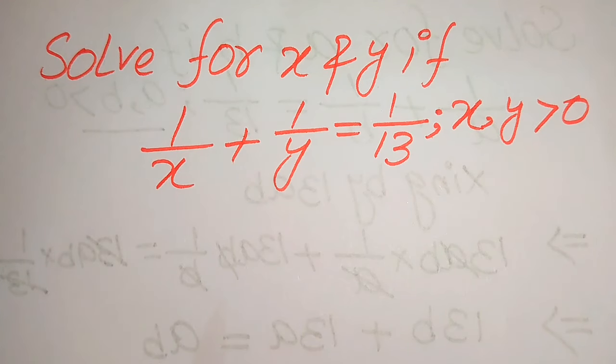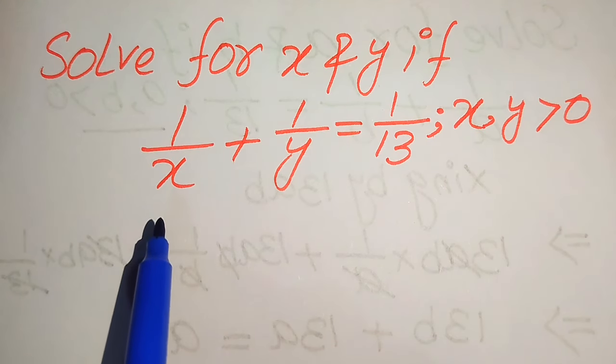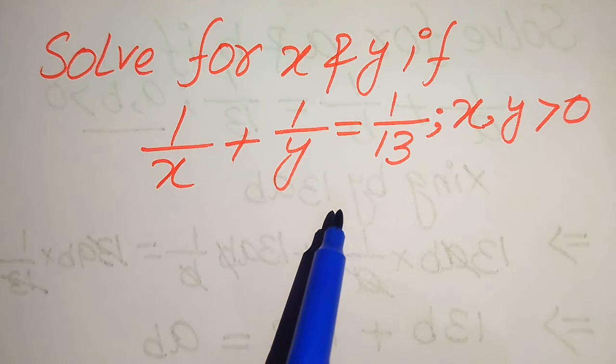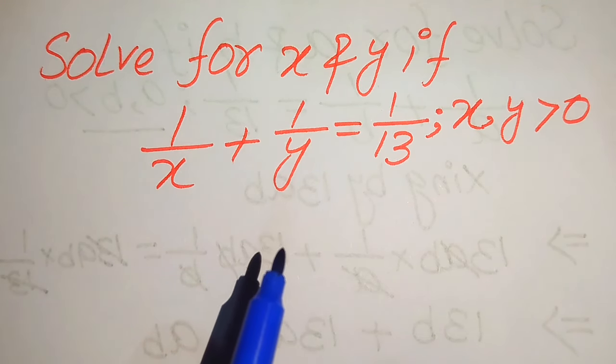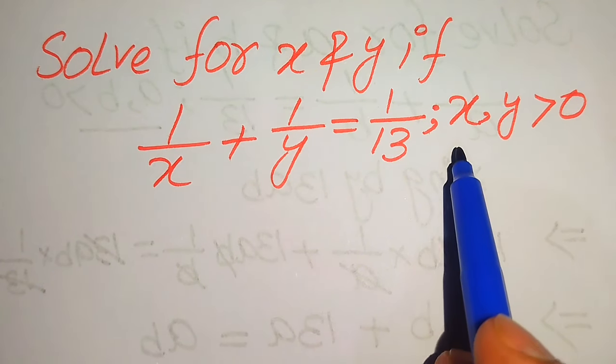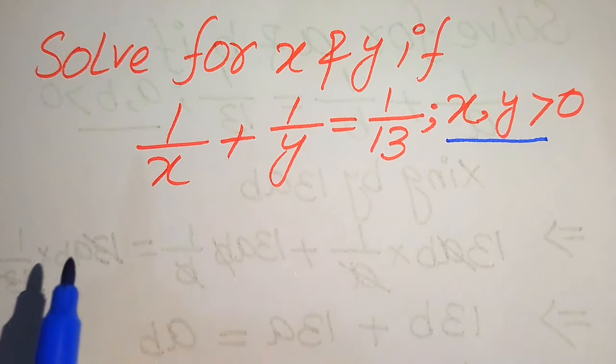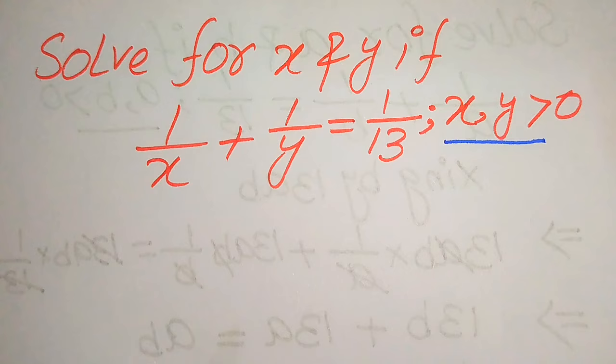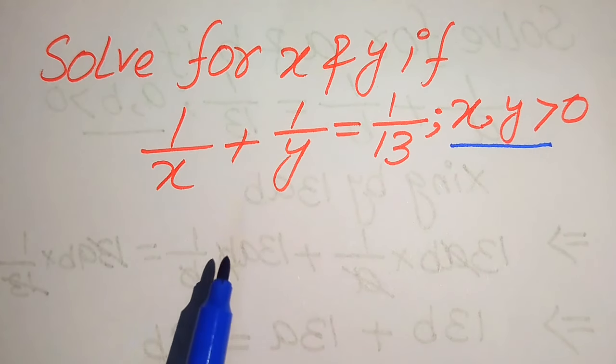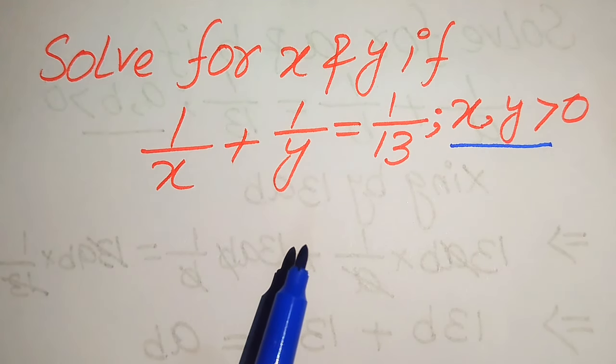Hello everyone, today I want to show you how to solve this problem for the values of x and y. If we have 1 over x plus 1 over y equals 1 over 13, and we solve this problem for only positive values of x and y. So for positive values of x and y, first we need to eliminate the fraction from both of the sides.